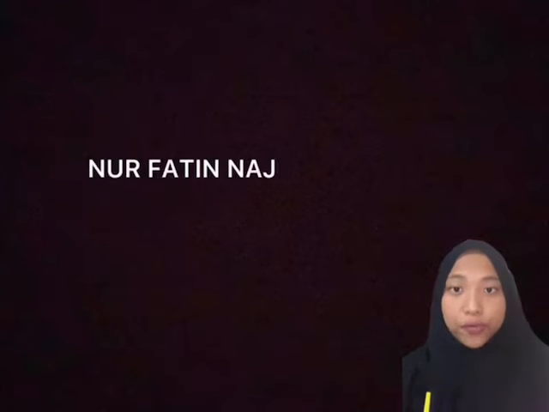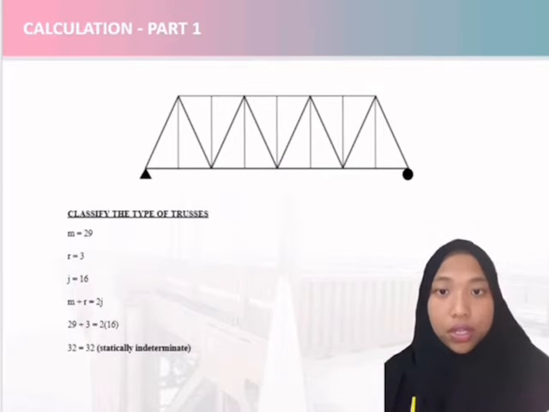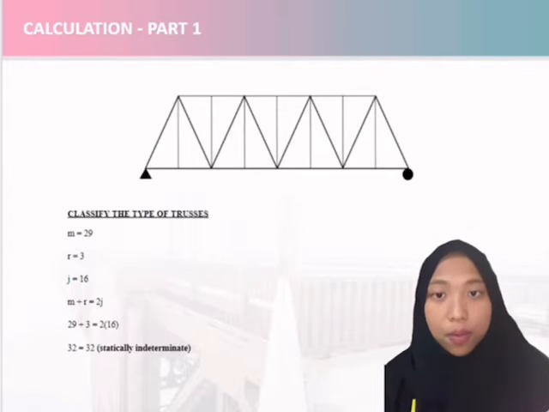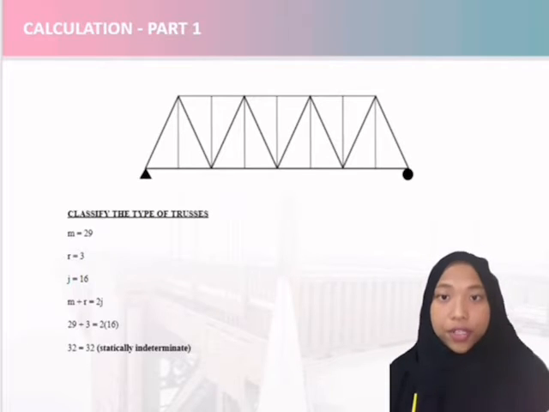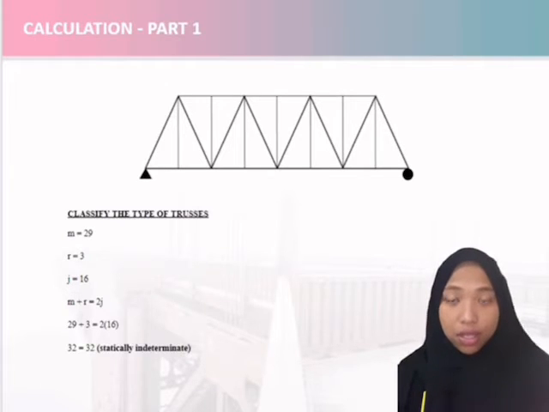My name is Nur Fatin Najiha binti Idris, metric number CF20014C. For part 1 in calculation, we need to classify the type of truss. Firstly, determine the number of members, joints and reactions. So, the number of members is 29, the number of reactions is 3, and the number of joints is 16.